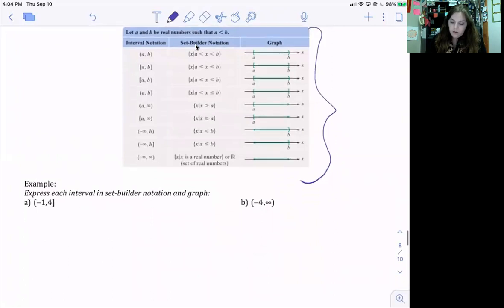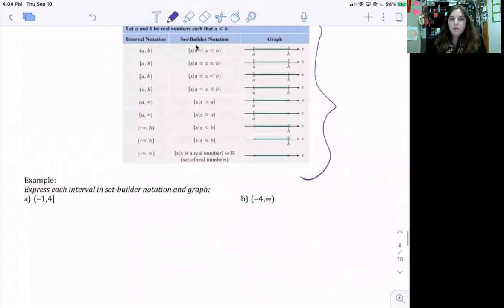So we're going to be going back and forth between interval notation and set builder notation. Set builder notation is just an inequality. It's just rewriting it so you actually see the inequality symbols. If we look at A, we have -1 to 4. Sometimes this is actually easier to graph first, so I'm going to go ahead and graph it.